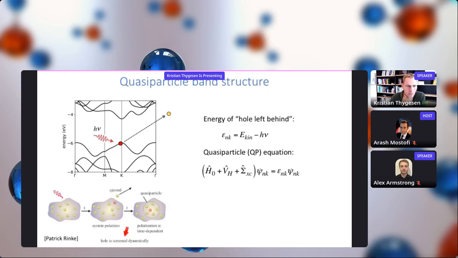And this is a little diagram due to Patrick Rinke that shows very nicely that when you eject an electron from a material, you form a screening cloud around the hole. This takes place very quickly. It's a dynamical effect, but it has to be taken into account. And we do that in practice using the GW approximation that I've just shown the Feynman diagram for. With that, we can then compute these so-called quasi-particle energies.